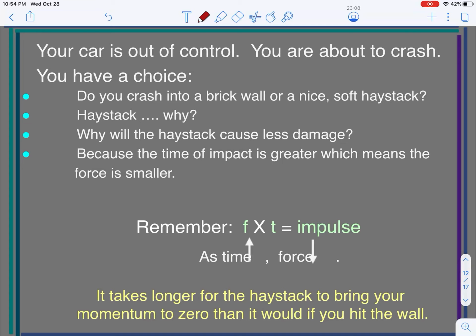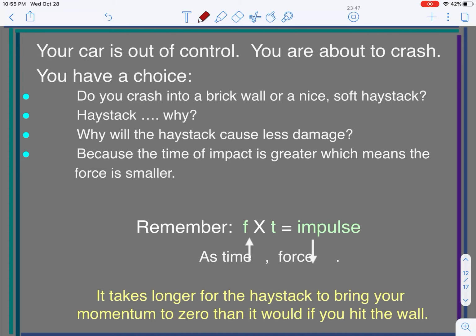Now, I understand that both of these things are going to happen very quickly, so it's a short amount of time regardless. But in comparison, it's going to require more time to bring my vehicle to a stop if the bale of hay stops me compared to a brick wall. A brick wall is going to give me a much more sudden stop, a lesser amount of time, which as a result means there must have been a really strong force in order to stop me. So from this conversation, what I hope you understand is that force and time are inversely related.